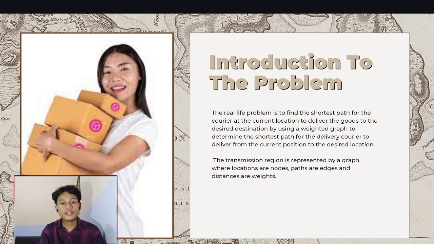So for our real life problem, we talk about the problem that courier services encounter. That is finding the shortest path for a courier to deliver goods from the current location to the desired destination. To solve this problem, we can use a weighted graph where locations are represented as nodes, paths as edges, and distance represented as weight. By utilizing this graph representation, we can determine the most efficient route for couriers.